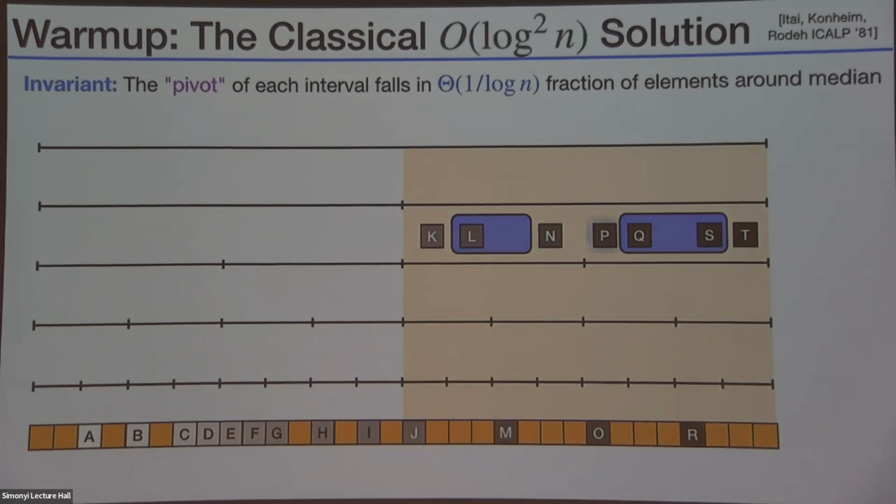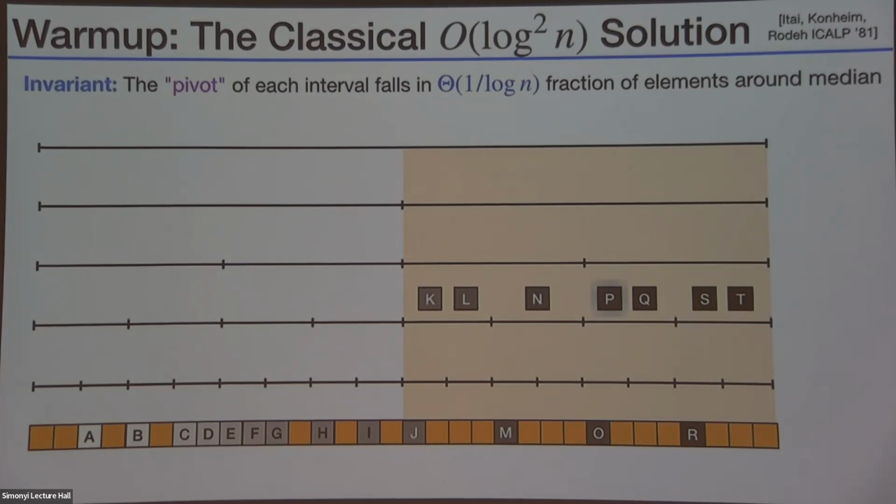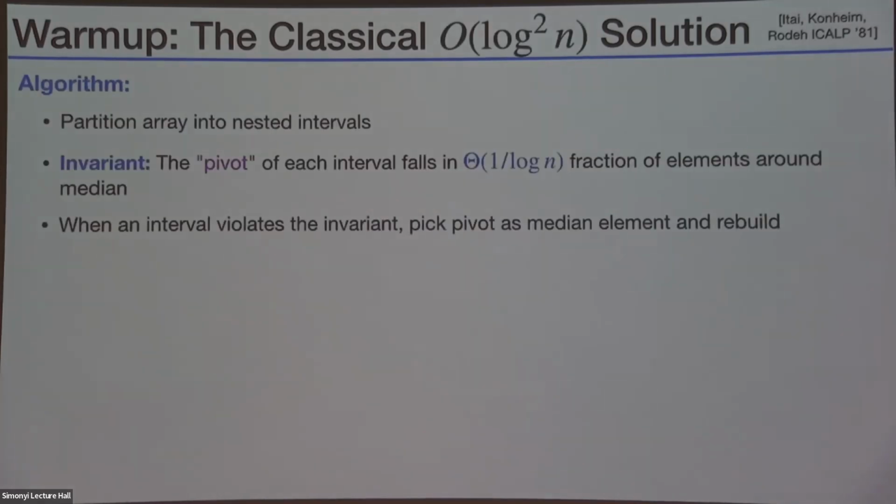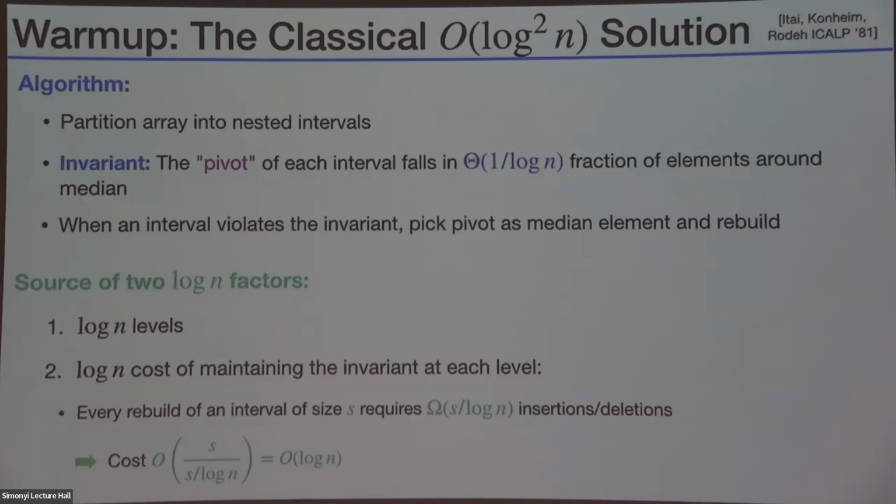Okay, so now I'll tell you where the two log factors come from. Why does this give you log squared n? One of the two log factors comes from the fact that there are log n levels of this tree. And the second log factor comes from the cost of doing this rebuild thing.